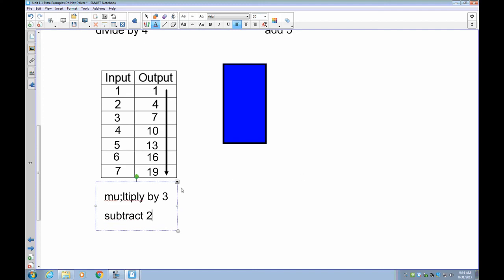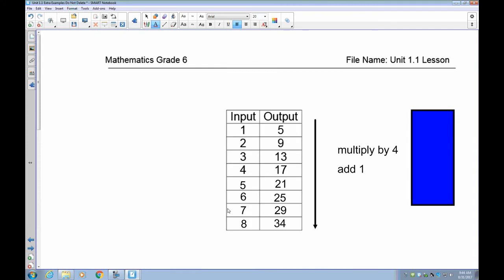All right? So let's see this works here, okay? We have 1 times 3 is 3. Take away 2 is 1. 2 times 3 is 6. Take away 2 is 4. 3 times 3 is 9. Take away 2 is 7. So we know that it works. Okay? And we've already done this one here.